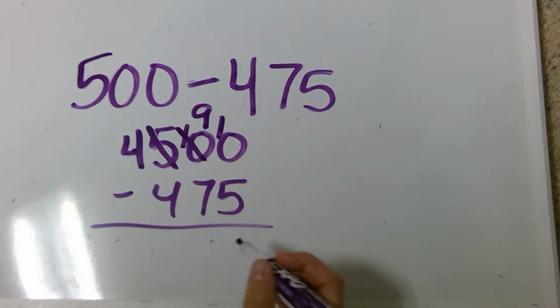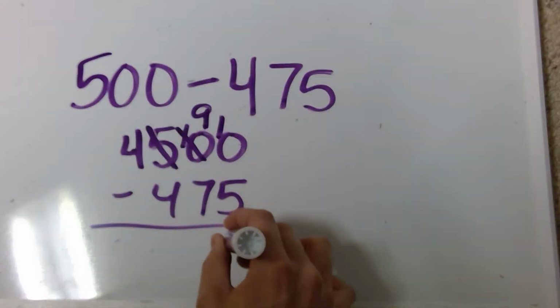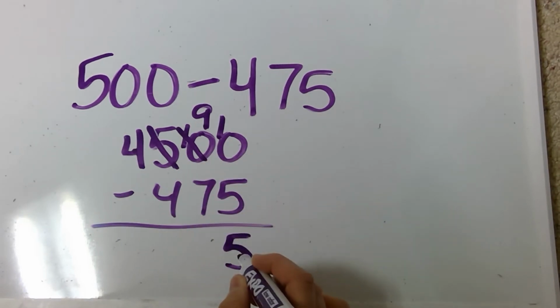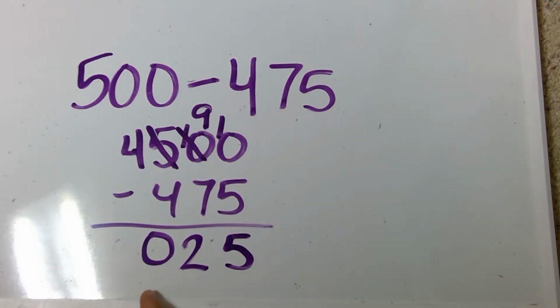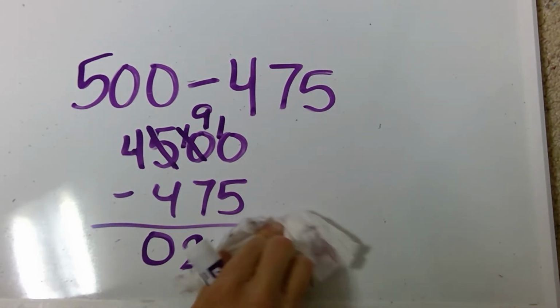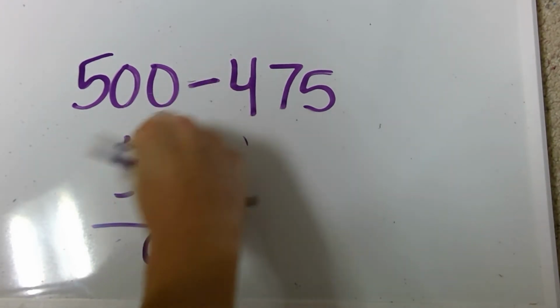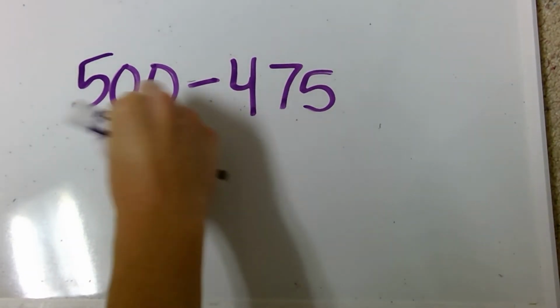10 minus 5 I can do, and that would be 5. 9 minus 7 is 2. 4 minus 4 is 0. So my answer is 25. Let's look at that exact same problem one more time, just to make sure you understand what's going on.